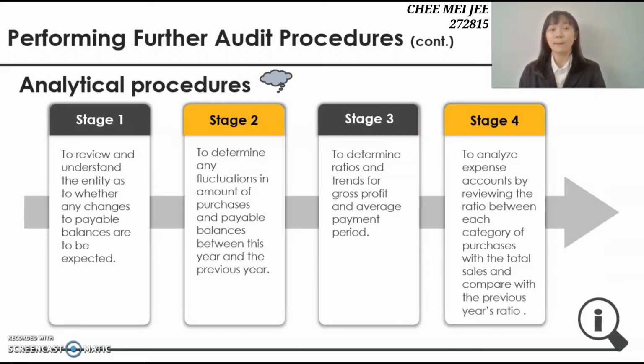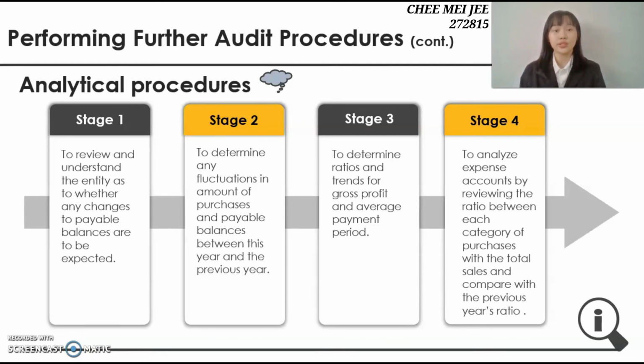Analytical procedures are planned to confirm expectations in combination with other audit testing such as tests of control and substantive tests of details, and are performed in four stages. Stage 1 is to review the understanding of the entity as to whether any changes to payable balances are to be expected. Stage 2 is to determine any fluctuation in the amount of purchases and payable balances between this year and the previous year. If there is significant fluctuation, the auditor should delve deeper to know the reason.